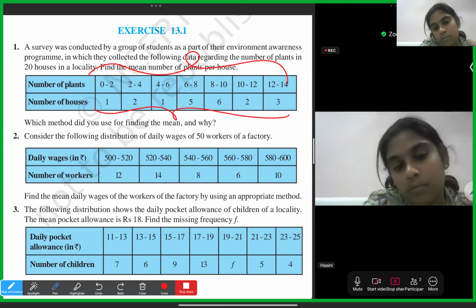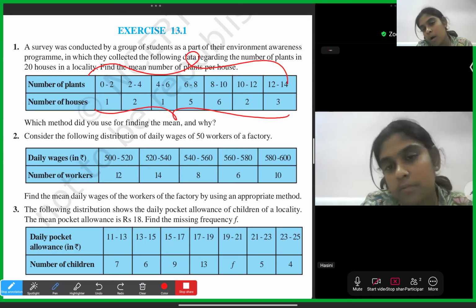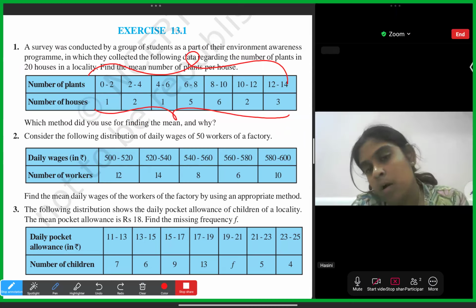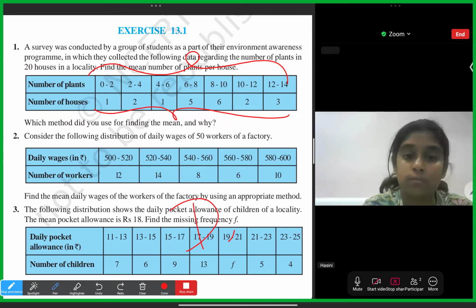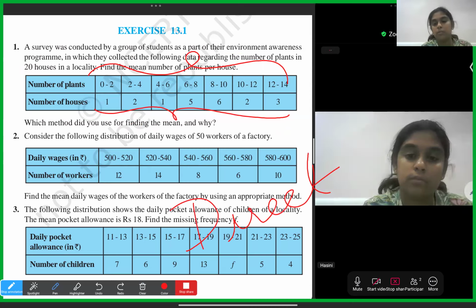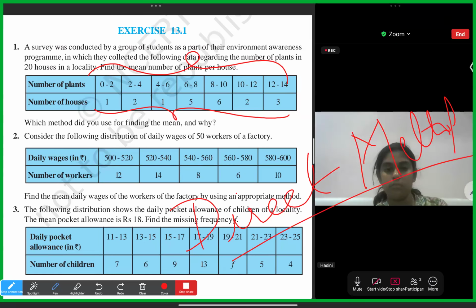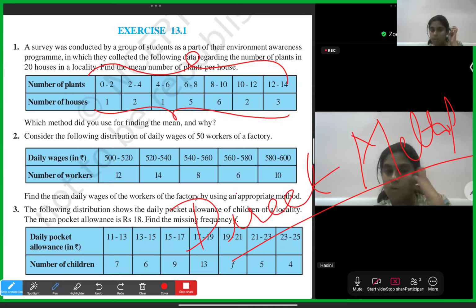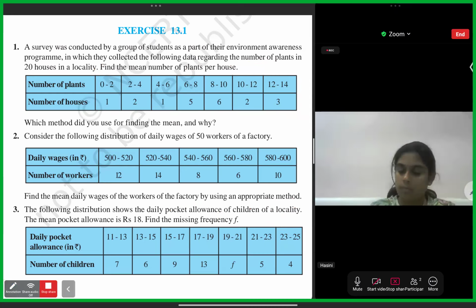Except 12 to 14 and 10 to 12, most of them are almost single digit, with small frequencies. So when the data is very small like this, meaning very small numbers, we should prefer the direct method to find the mean. So now I'll explain how to find it.